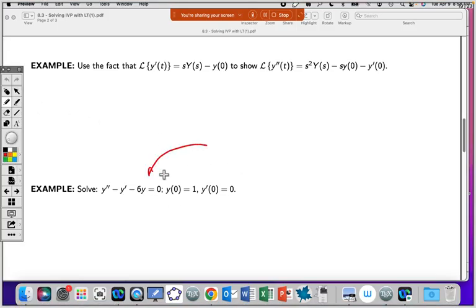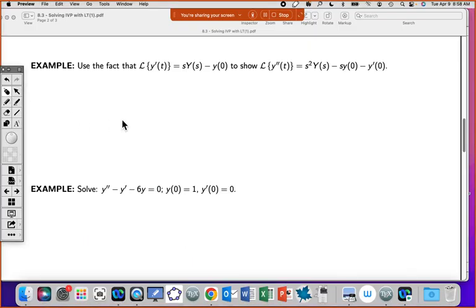So go ahead. The only difference here would be you would have all your stuff, then you'd have a 6y down there. Which actually would make the partial fractions a little easier.